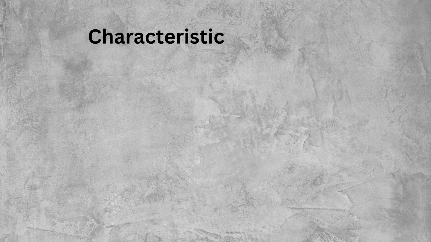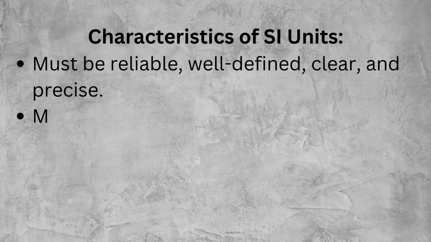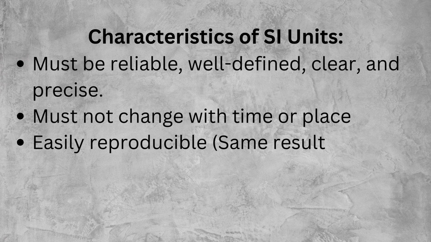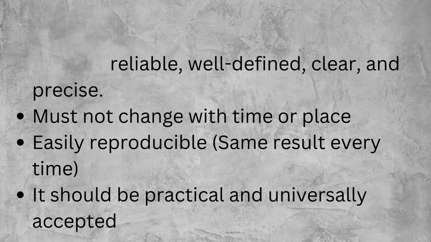Characteristics of a standard unit. A unit must be reliable. For that, it must have certain important characteristics. Well defined: it must be clear and precise. Invariable: it must not change with time or place. Easily reproducible: it should be possible to recreate it in any lab worldwide. Practical: it should be easy to use for measurements. Universally accepted: scientists everywhere should agree to use it. These features make sure that all scientists measure the same way.